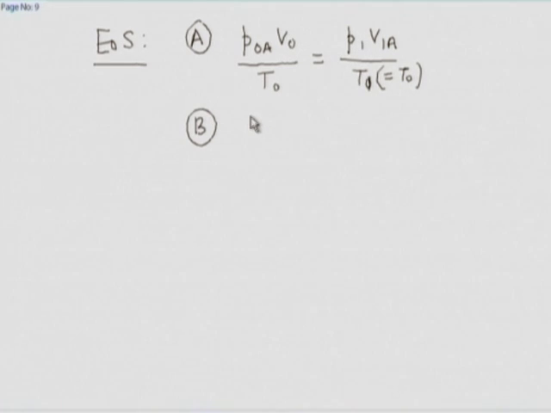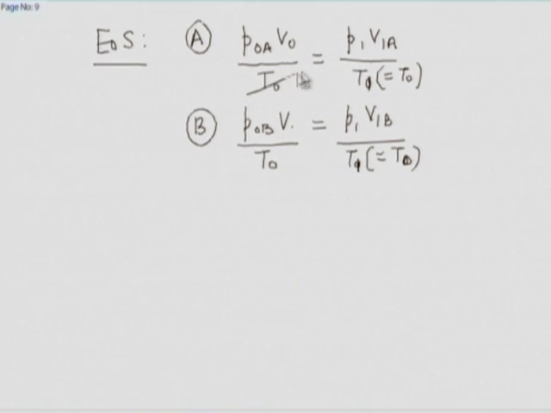Equation of state for part B, P0B V0, initially same volume. This will be P1 V1B divided by T0 here, divided by T1, which is equal to T0 here. So, now you will notice that because the temperatures remain the same, you have these two relations along with the relation that it is a rigid container.